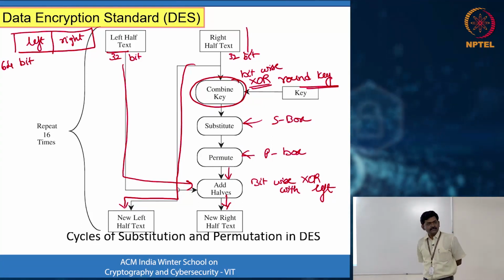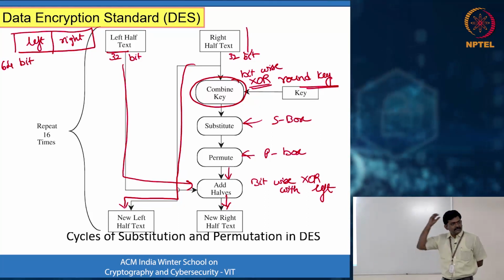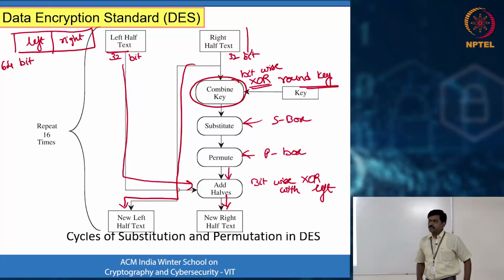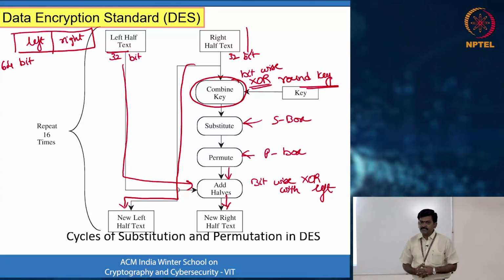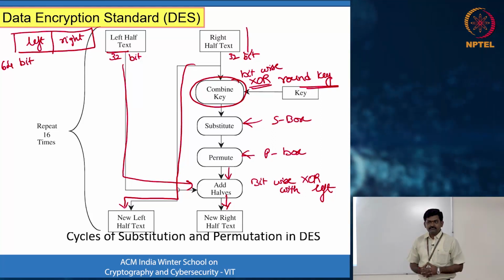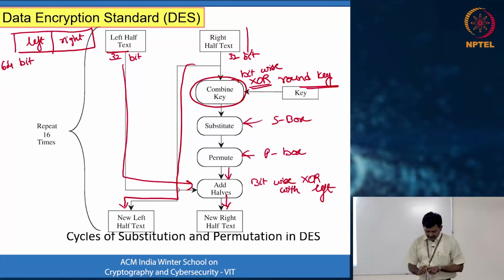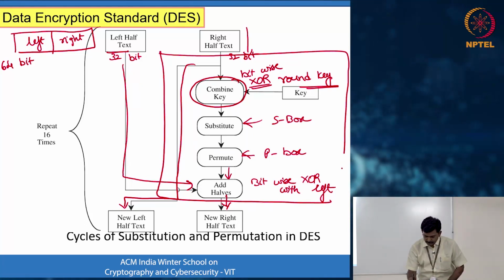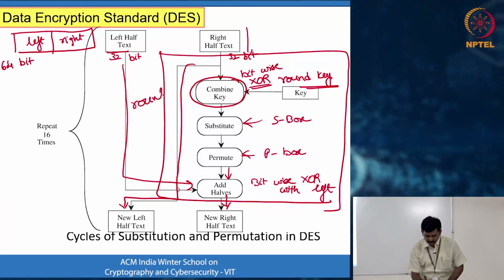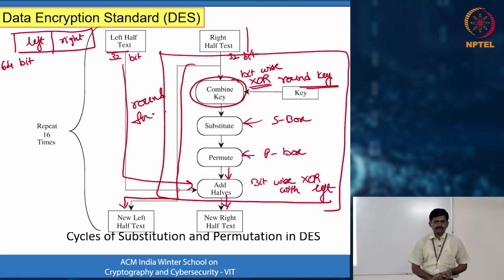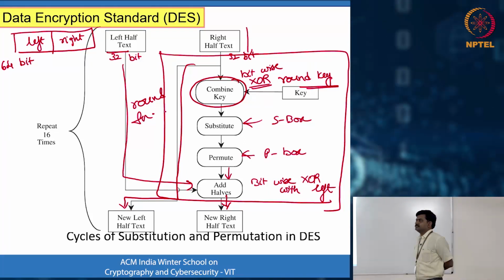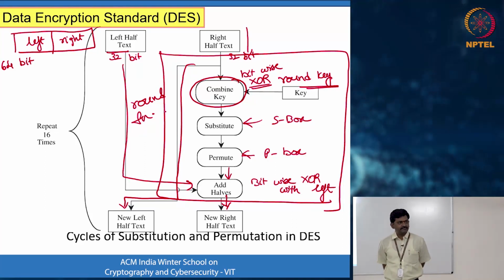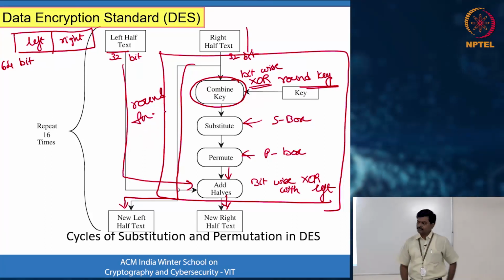That means you start the next round, right? So now tell me, what is the round function here? The whole aspect is regarded as the round function, right? Are you able to follow?